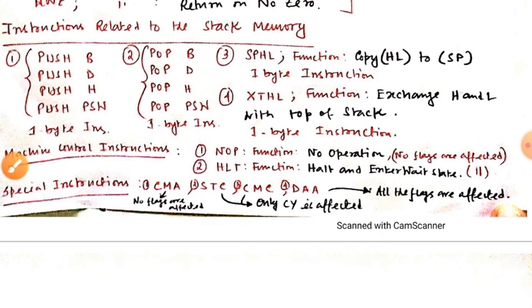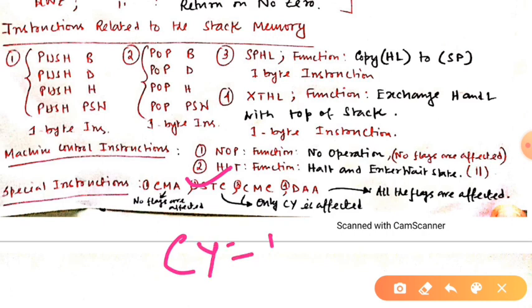The next instruction is the STC instruction. It actually sets the carry flag. So the carry flag will be equal to 1. The carry flag will be set to 1 after the execution of the STC instruction. Now we need to remember only the carry flag is affected. None of the other flags are modified by the execution of this instruction.